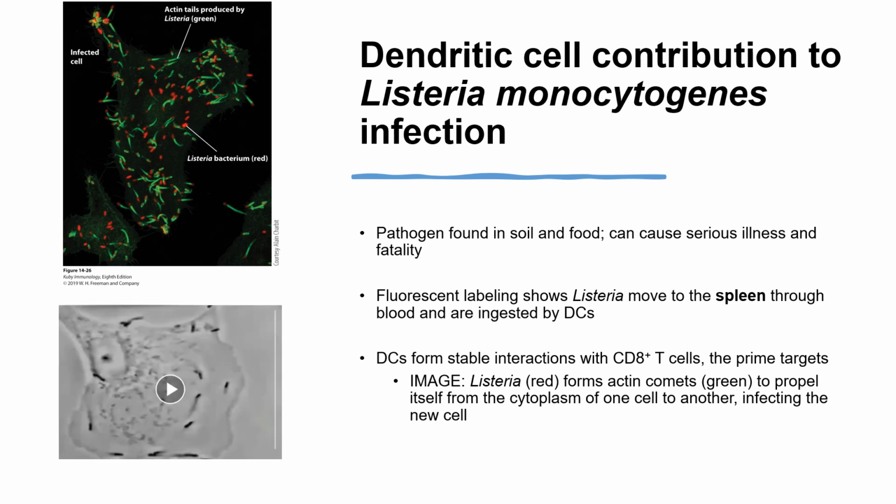So that becomes a problem because the CD8 positive T cells themselves are the prime targets for these Listeria bacteria. They'll infect dendritic cells, but they use those dendritic cells as a stepping stone to get to the CD8 positive T cells. In much the same way, HIV actually infects CD4 positive T cells and hides from the immune system that way.